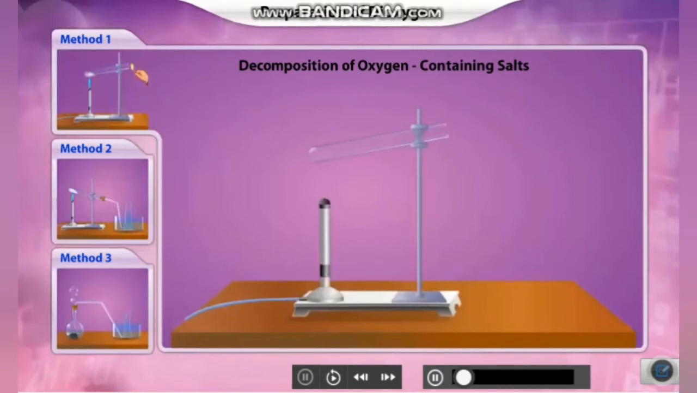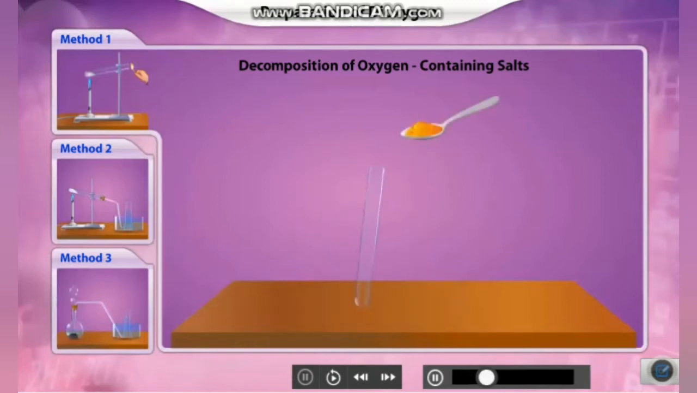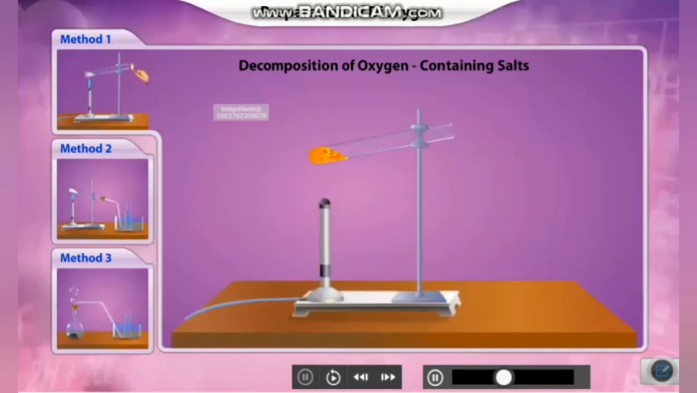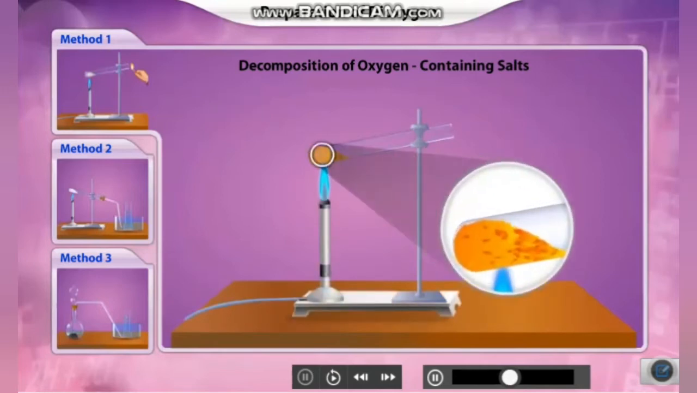In the first method, dioxygen is prepared from an oxygen-containing salt, such as mercuric oxide. Mercuric oxide in powdered form is taken in a test tube and heated over a Bunsen burner. Mercuric oxide burns in air to decompose into mercury and dioxygen. Mercury gets collected in the test tube as a molten mass. Dioxygen is released as a gas.